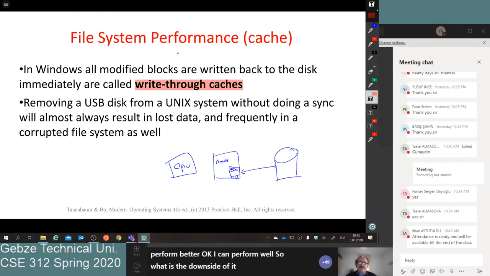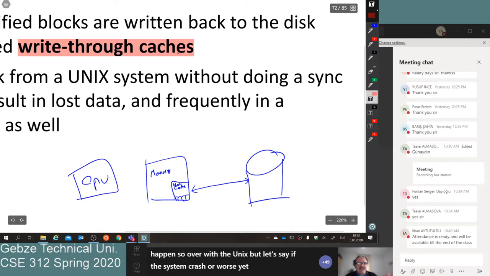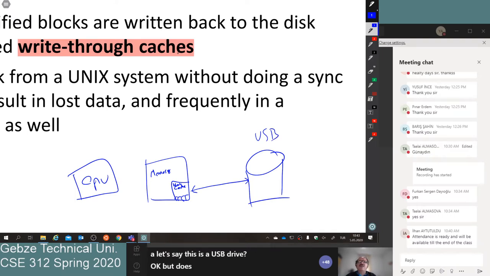The downside is this. If there is a system crash, which doesn't happen so often with Unix, but let's say if there's a system crash, or worse yet, let's say this is a USB drive. So what do we do with the USBs? I insert my USB into my computer. I write some files to it. Then I just immediately remove it, right? I just take it out.